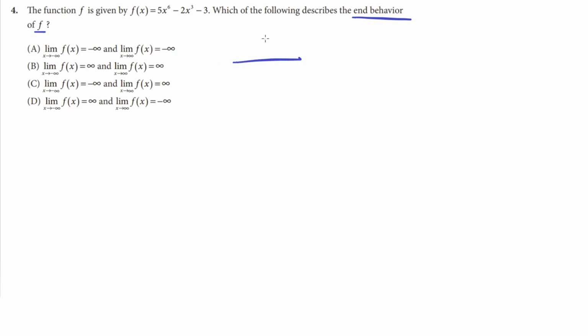So the rules for end behaviors of polynomials is that if the highest degree is even, like 2, 4, 6, 8, the highest degree in the polynomial, if it's even, so in this case it is, we have a 5x to the sixth. This is the largest exponent in the polynomial, and 6 is even. Then the graph of the polynomial will look something like a U-shape.